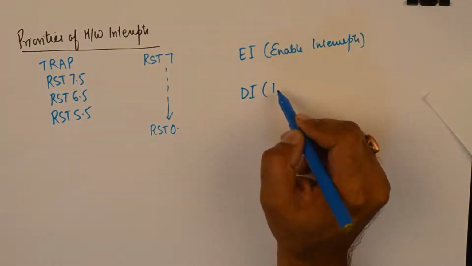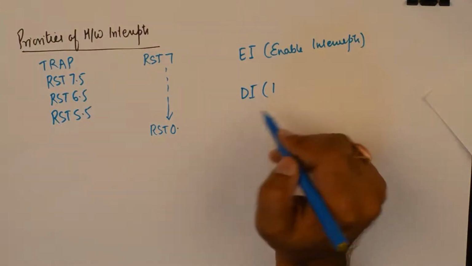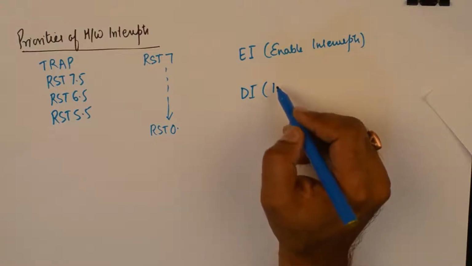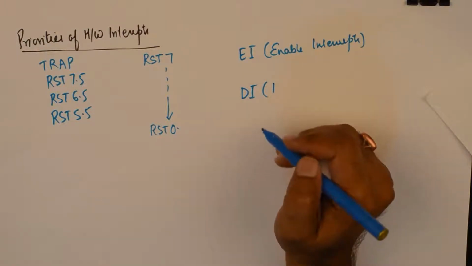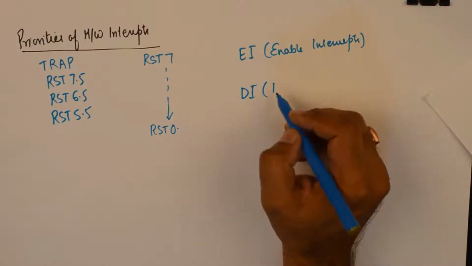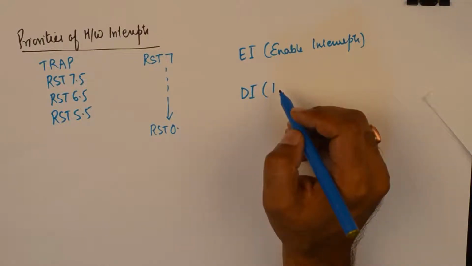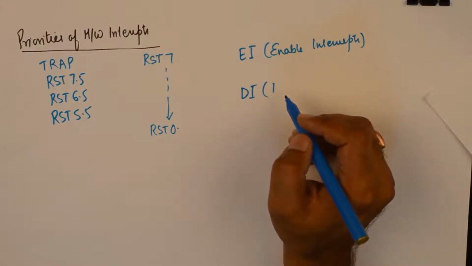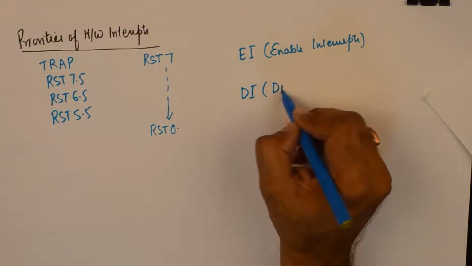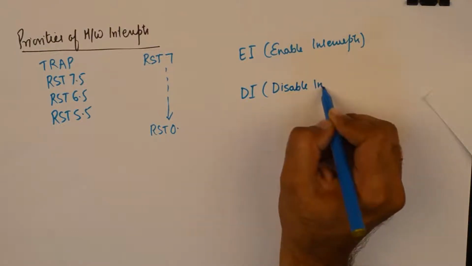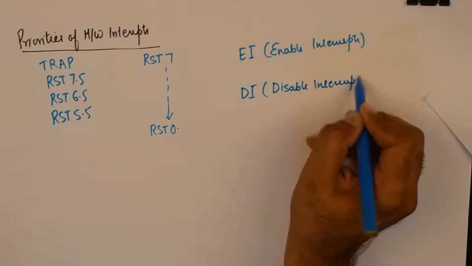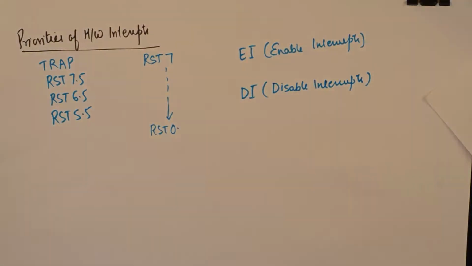If you start your program by writing DI followed by the codes of the process that you want to execute, then the process will not be interrupted by any of the interrupts except for trap. You cannot stop trap. So disable interrupt is one way of keeping the interrupts away when you wish to do uninterrupted programming, but then again trap is an exception.